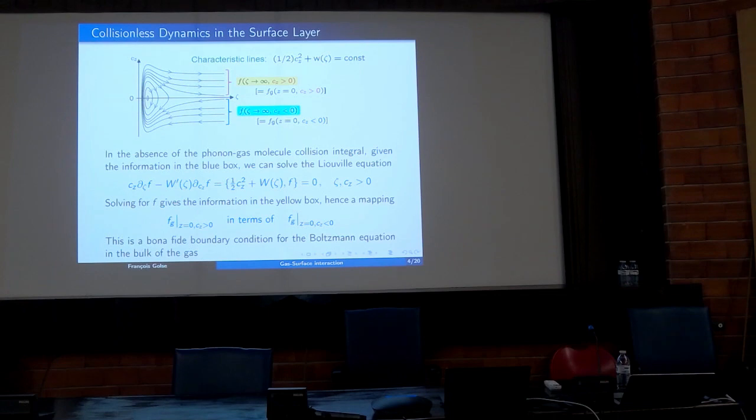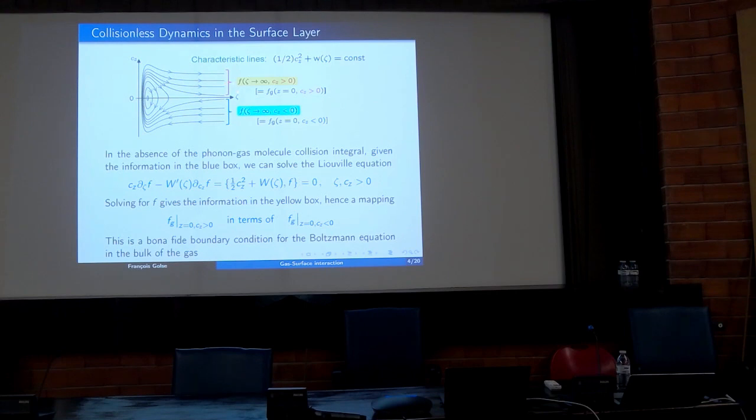If you don't have any collisions, that's the picture. And the boundary condition that you can hope for is that, given the incoming molecules coming from the bulk of the gas towards the wall, you then get the outgoing distribution of molecules.